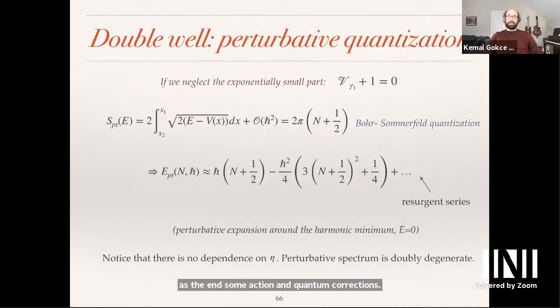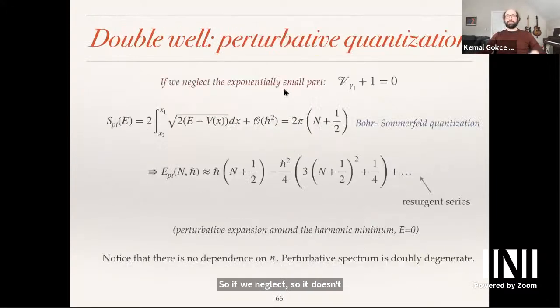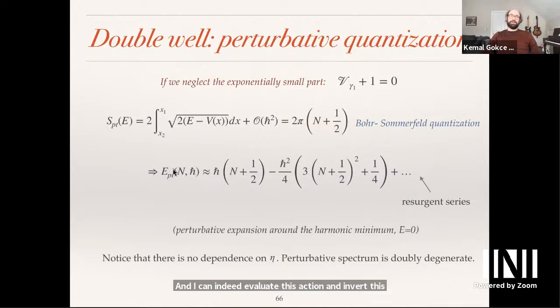All right, very well. So let's work out the exact quantization condition in a little bit more detail. So you see this is exponentially small compared to this one. So let's just neglect the exponentially small part. Well, this is what I have. This is nothing but the Bohr-Sommerfeld quantization that Dunham was talking about. And I can indeed evaluate this action and invert this to get E as a function of the level number and h bar and so on.